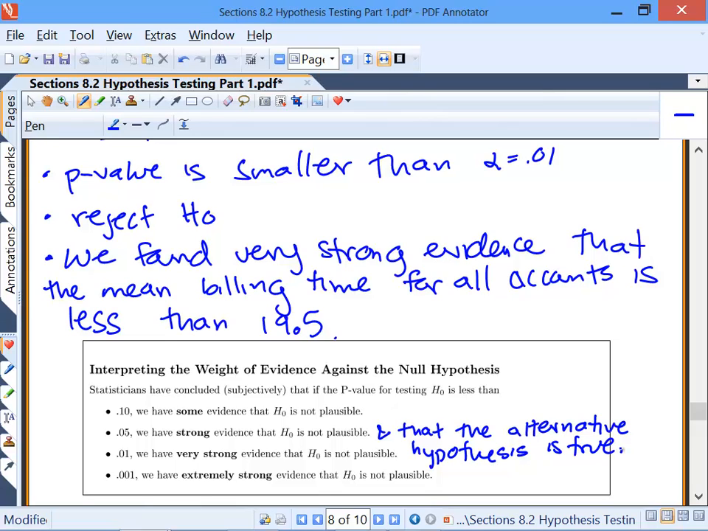So usually we will phrase our results in terms of the alternative hypothesis, because that was really what they were interested in. So he was really interested in, is the mean time less than 19.5? And so that's why I said I found very strong evidence that the mean time is less than 19.5. So any questions on that problem from start to finish?